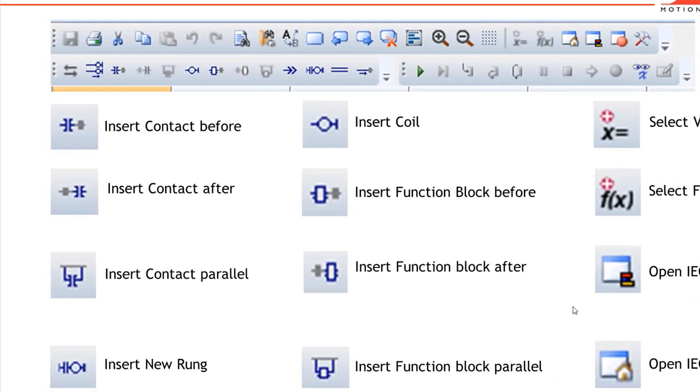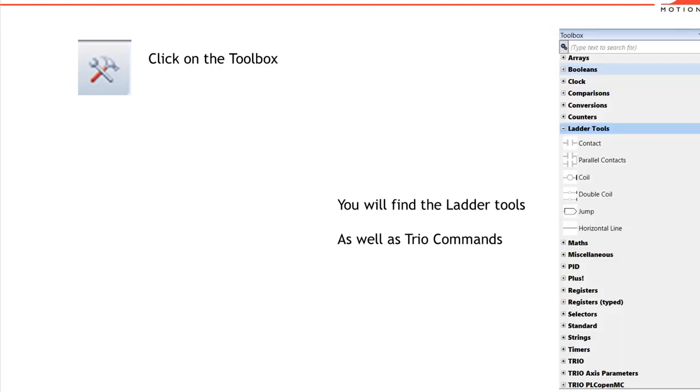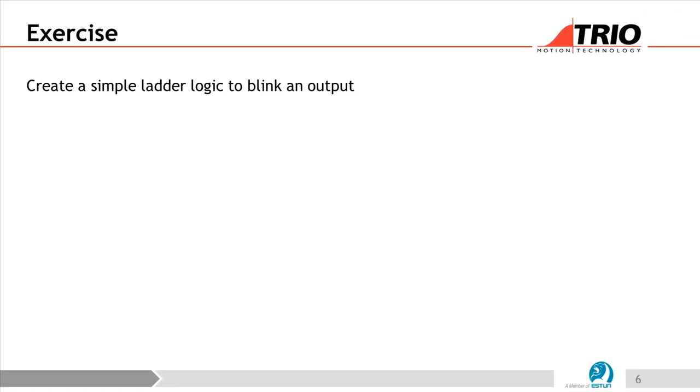So parallel, it's pretty much self-explanatory. So that's the toolbox. It will pop up the toolbox window that you can choose whatever you want to put in. So any idea on how to blink an output? This is pretty much hello world in anything really.